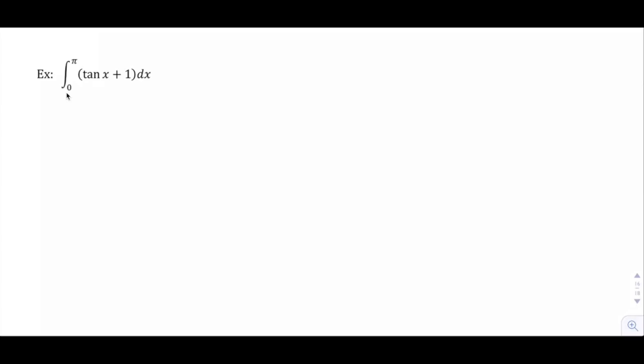For this next integral, we're asked to take the integral from 0 to pi of the quantity tangent of x plus 1 quantity dx. If you remember, the graph of tangent has a discontinuity at pi over 2. So before we integrate this, we need to separate this into two separate integrals. The integral from 0 to pi over 2 of tan of x plus 1, plus the integral from pi over 2 to pi of the same quantity.